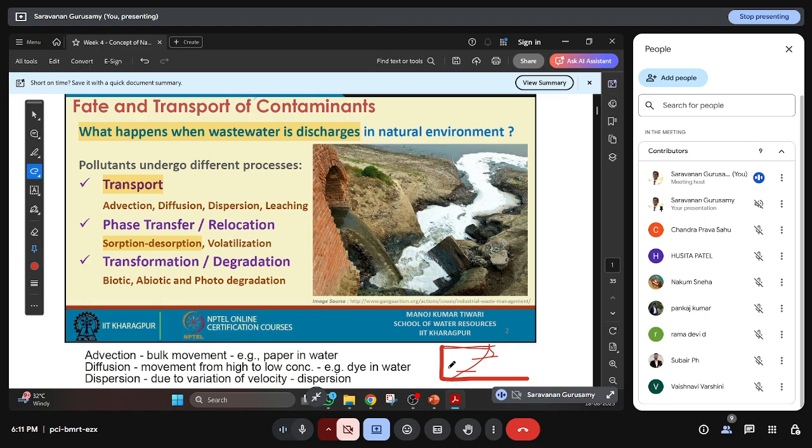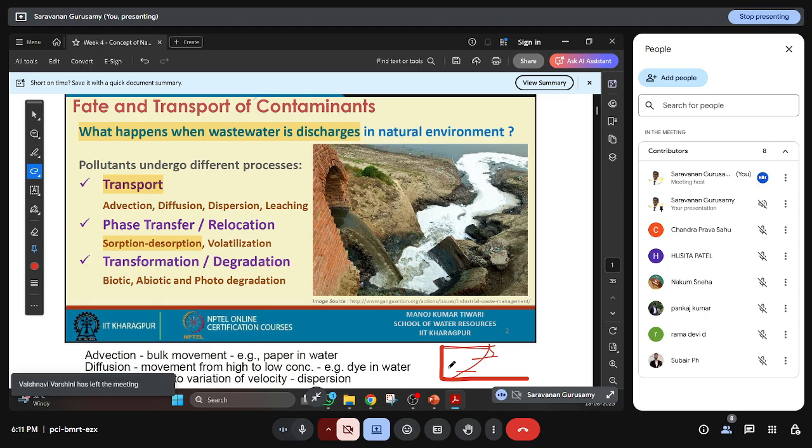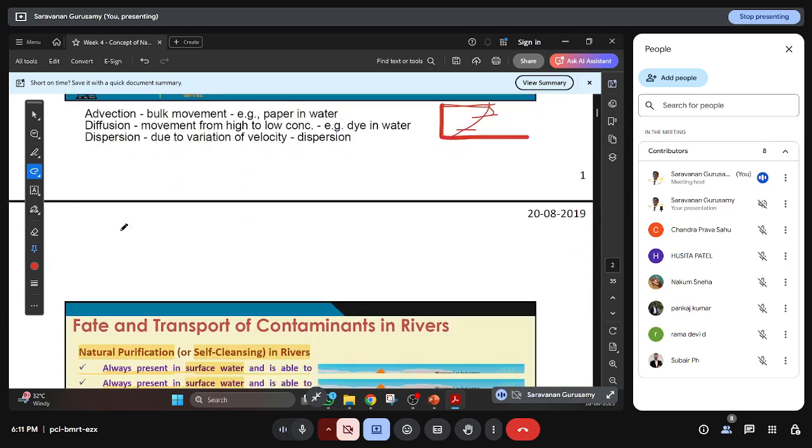Then transformation and degradation, like any microorganism present in the water will degrade the pollutant that is coming into the water. That is called degradation, like biotic, abiotic, photodegradation. Due to sunlight, the degradation may happen. So these are all mechanisms of transportation, phase transfer, transformation or degradation whenever a pollutant comes into the river body. These will all happen.